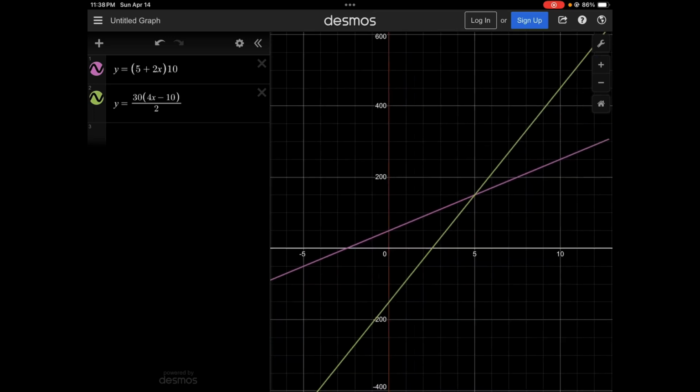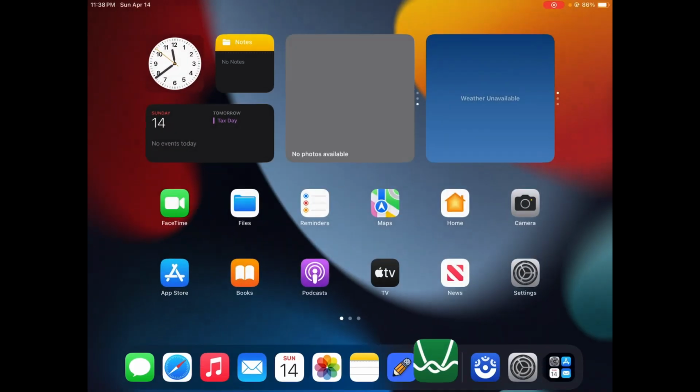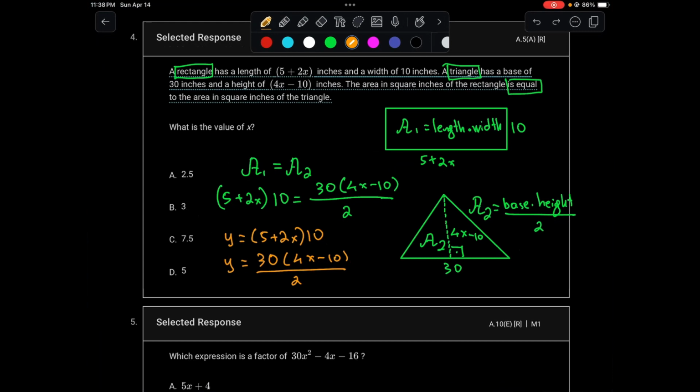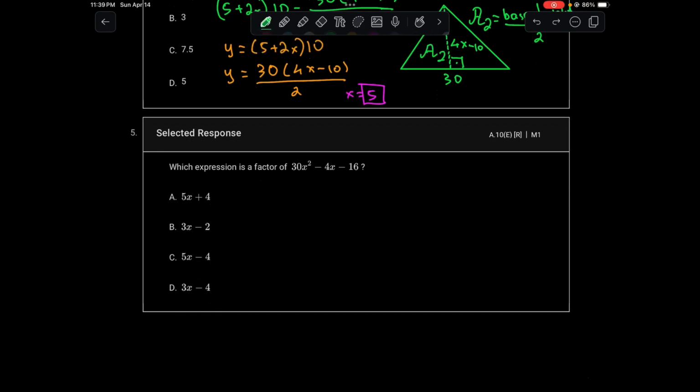I have to change the scale a little bit so I can locate the intersection. And what do you think I'm looking for? I'm looking for the x. The x is on the first place, so that's 5. Okay, and I see that the answer here would be that x equals 5. And I look at the options. That would be option D. Alright, let's go to the next one.